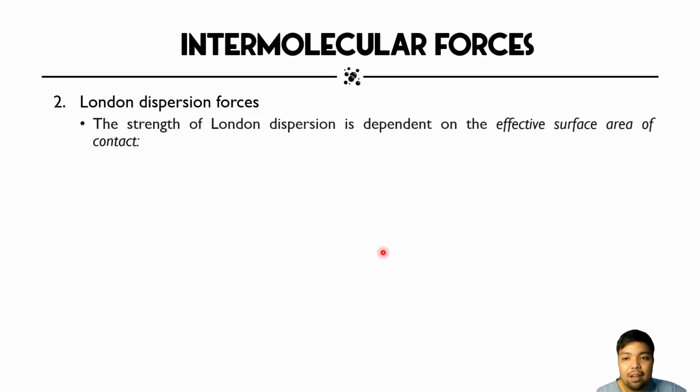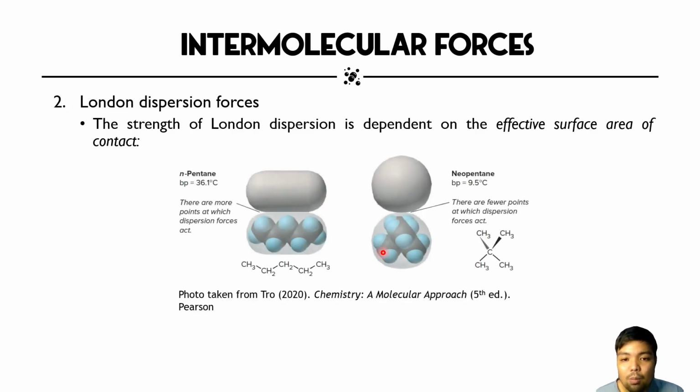Okay? Lastly, and also, the strength of your London dispersion forces is also dependent on not only the surface area, but also the effective surface area of contact. So this will also concern the shape of a molecule. So let's have two molecules here that has the same chemical formula. Now, in this molecule here, namely N-pentane, if you notice, iyang effective surface area is mas lapad because it is almost rectangular in shape, okay?